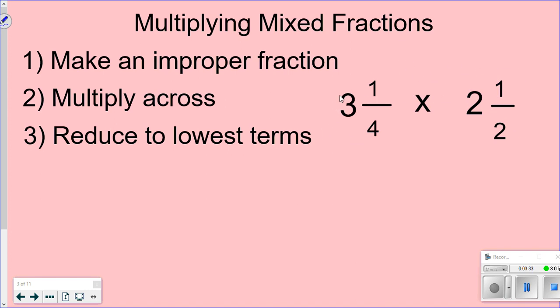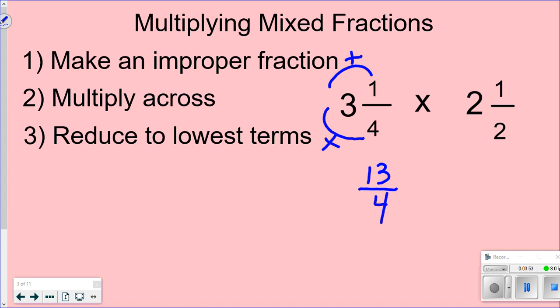Now, if you look over to the side here, I have some steps. First thing you're going to do is make an improper fraction. Now, I'm going to go over that with you. To make an improper fraction, you would take 4 times 3 plus 1. So that'd be 12, 13, and then your denominator always stays the same. That would be 3 1/4 as an improper fraction.